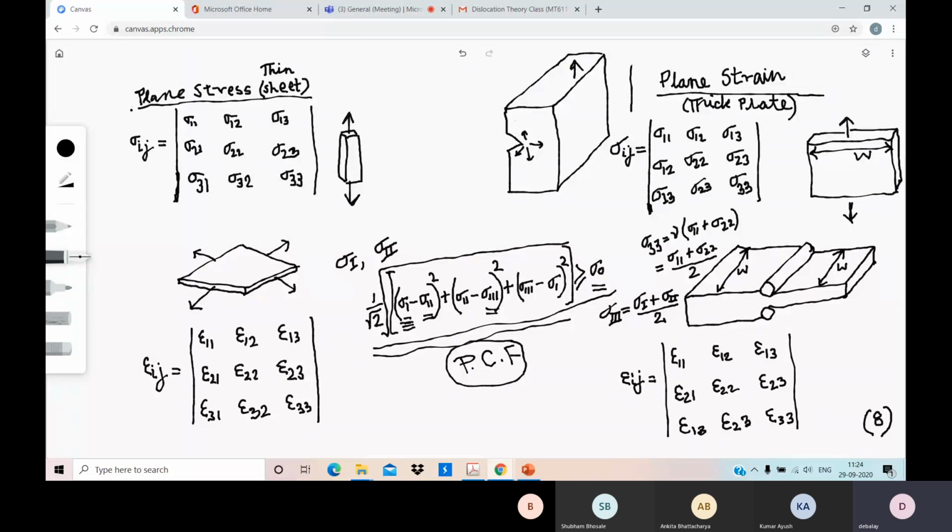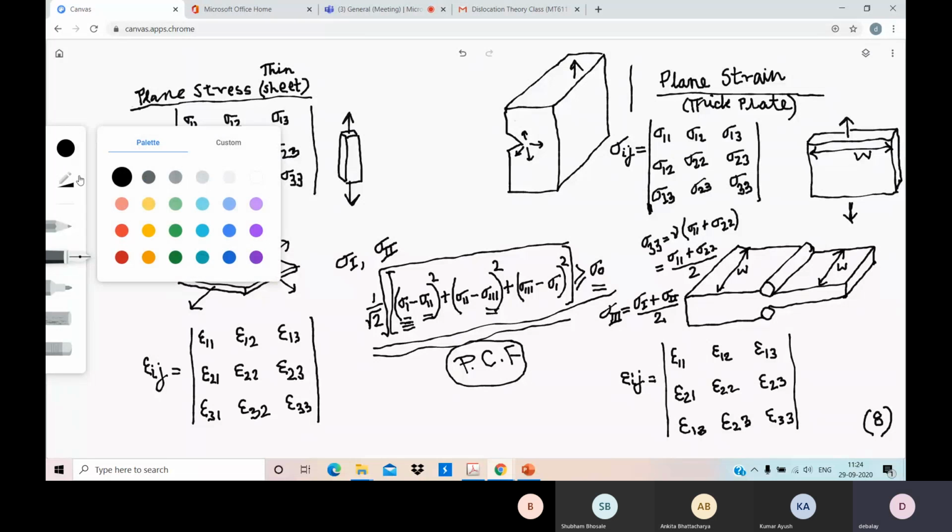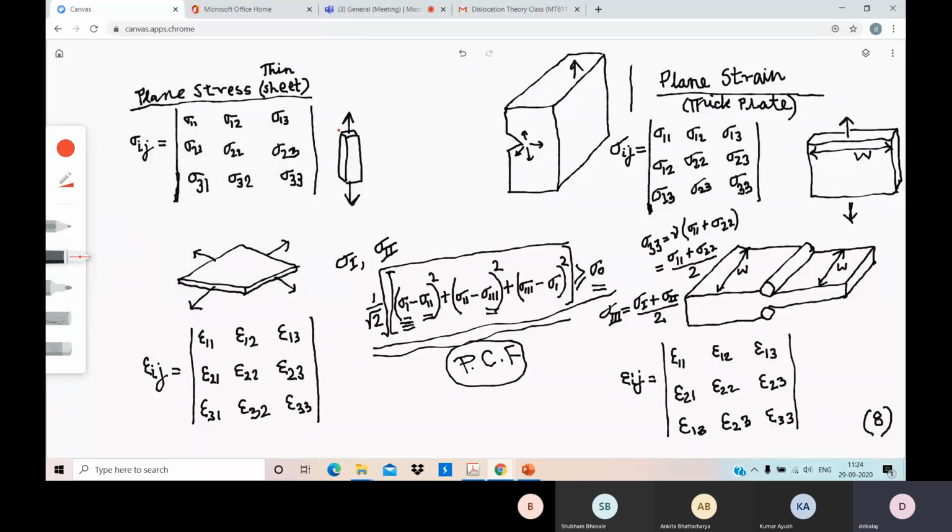So what is plane stress? As I said, if the body is under plane stress, that means either uniaxial or biaxial loading of a sheet or a thin specimen. Along the third direction, there is no stress. That is called plane stress. But if along the third direction there is no stress, will there be any strain along the third direction?